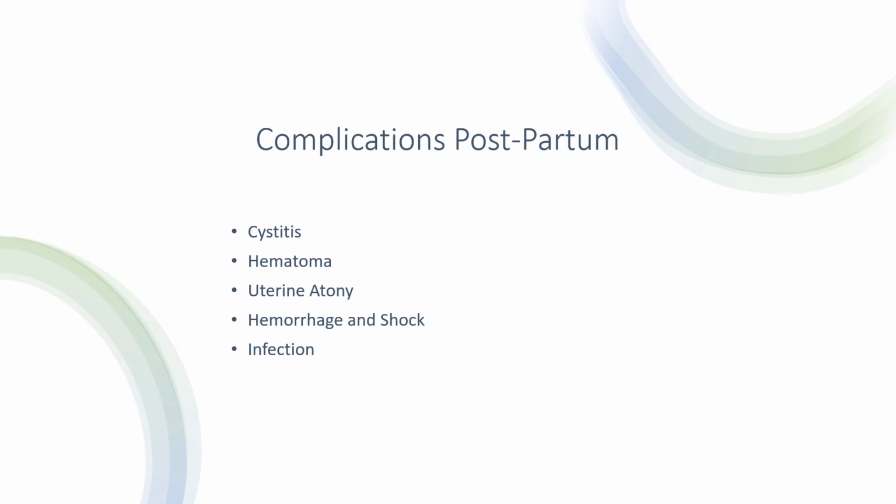Some other complications is uterine atony. I'm not real sure how to pronounce it, atony or atony, but that's that flaccid uterus. That's that bogginess where they're at risk of having a hemorrhage, and you need to massage it to increase that tone. Hemorrhage and shock. Here we go again.